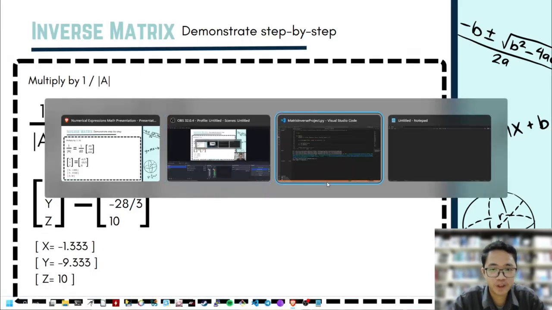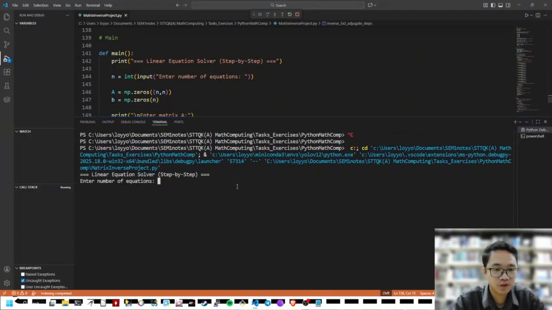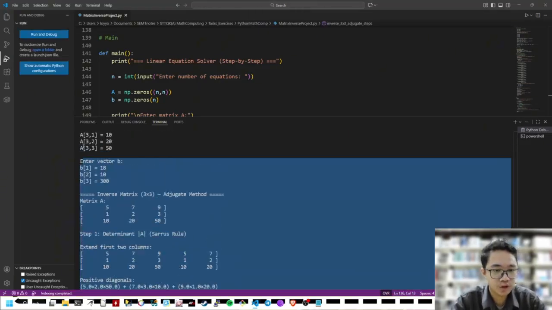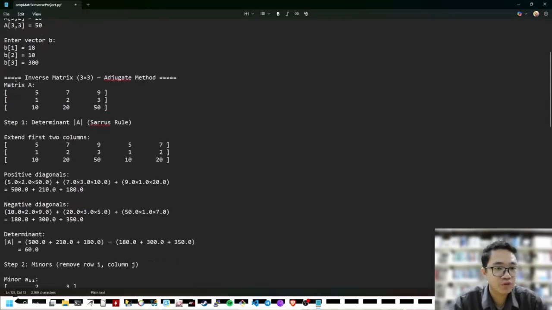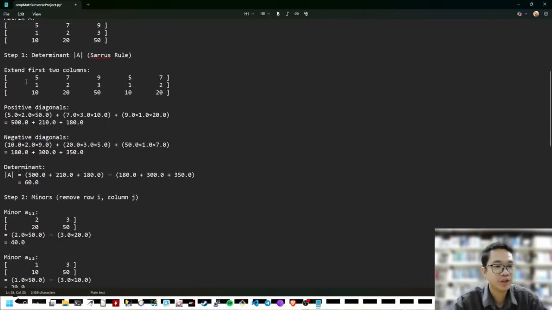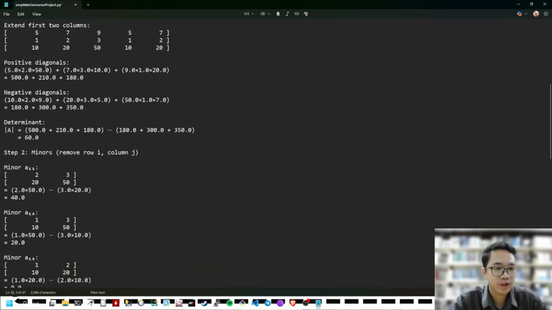So right now I'll be explaining the code. Let's execute it first. So number of equations equals 3, which means 3 times 3. So for the element A11 in the array, just for easy explanation afterward, as you can see, the first step that Python has calculated is to find the determinant of matrix A. So you expand the first column here, and calculate the positive diagonals and negative diagonals, and then perform the operation here. So you get 60 at the end for the determinant.